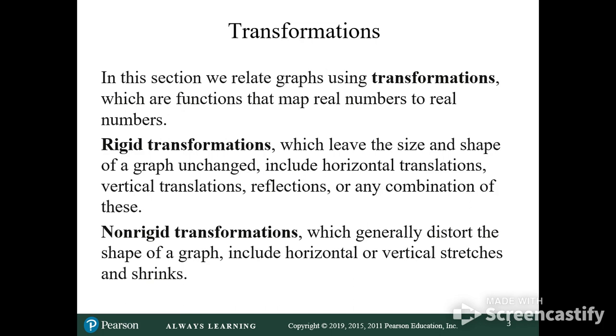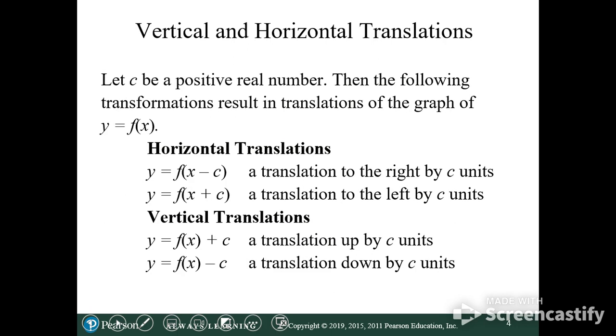When we're doing transformations, if we just shift left, right, or around an axis, it's a rigid transformation. It doesn't change shape or size. It just slides or flips. Now, non-rigid are stretches and shrinks, and we'll see those. Okay, so this is the important stuff right here.